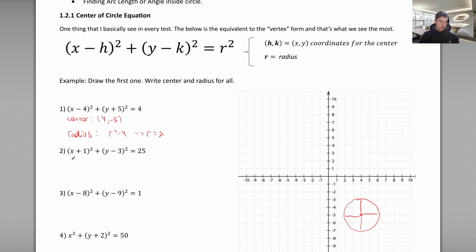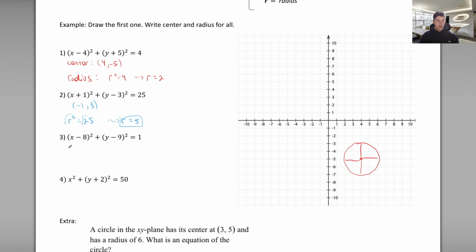Let's do 2. Here we've got that the center is negative 1, 3, because it's always the opposite. If you didn't realize it, it's always the opposite. And the radius squared equals 25. Taking the square root of both sides gives us that the radius equals 5. All right, let's do 3. We've got the center at 8, 9, and the radius squared equals 1. So the radius, taking the square root of both sides, equals 1 as well, because the square root of 1 is 1.